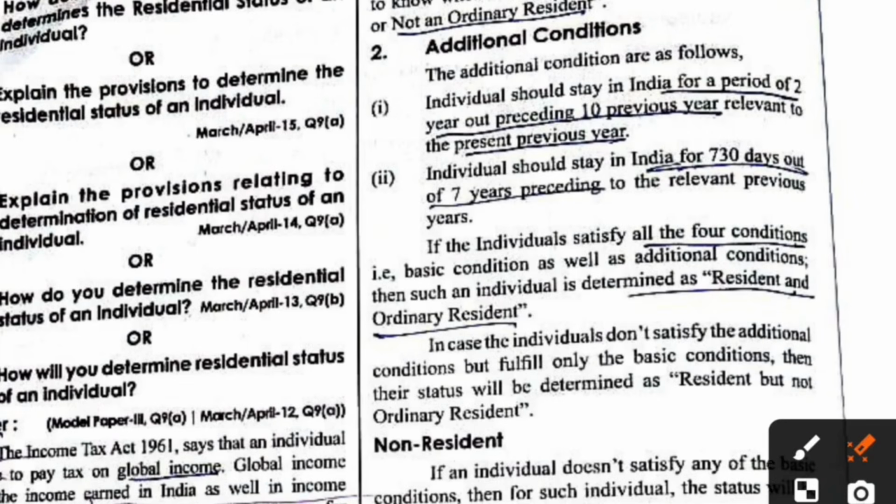And additional conditions are: individuals should stay in India for a period of 2 years out of the preceding 10 years. Last 10 years లో minimum 2 years అనేది మన ఇండియాలో he or she should be there. దాని అడిషనల్ కండిషన్స్ అంటాం. Or else, individual should stay in India for 730 days out of the 7 years preceding to the 7 years లో 730 days అయినా 10 years లో minimum 2 years అయినా వాడు ఇండియాలో ఉండాలి కంపల్సరీగా. Then we will call it as a resident and ordinary resident.